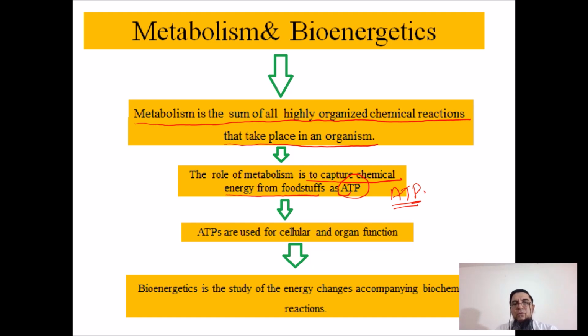Now, what is the role of ATP? The ATP is used for cellular and organ functions. So, respiratory function, cardiovascular function, and neurological function, active transport. All these functions use ATP as a source of energy.